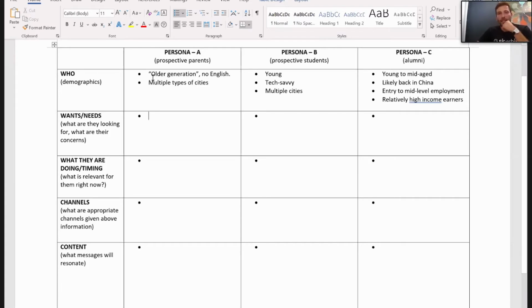Basically, what we're talking about here is what they're looking for and what are their concerns. So in the case of the parents, they might be looking for a high level of education for their children. Now, this is likely off the back of giving them access to opportunity that themselves and certainly their parents did not have, which is very important, which is, I guess, building that generational equity throughout Chinese society. And so giving them this opportunity is paramount.